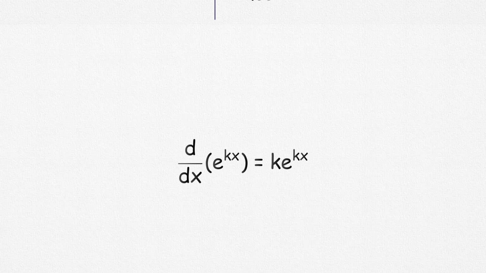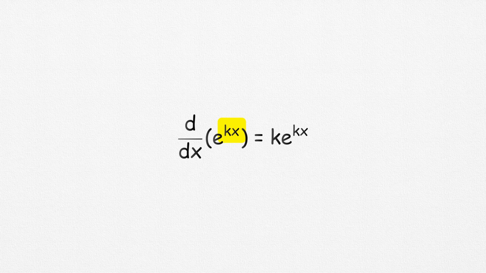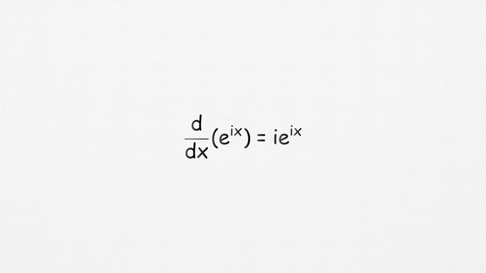And now comes the real fun part. What if k isn't a regular number? What if it's an imaginary number? Let's say k equals i, where i is the square root of -1. Well, nothing changes in how we treat it. A constant is a constant, real or imaginary. So, when we differentiate, it's still just i times the value of the function.